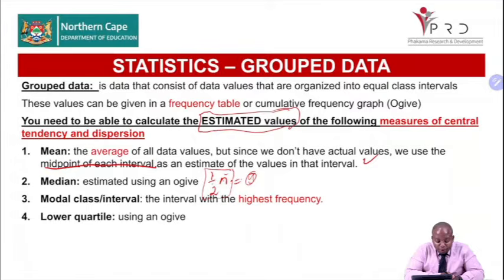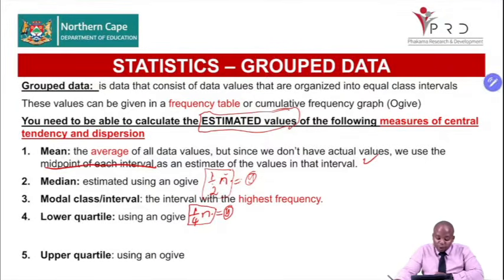Number 4, you must be able to find the lower quartile, and the lower quartile is also estimated using the ogive. We find the position as 1/4 n, and we find this value on the y-axis. Then we draw the line and extend it to the x-axis. Then our answer is going to be on the x-axis.